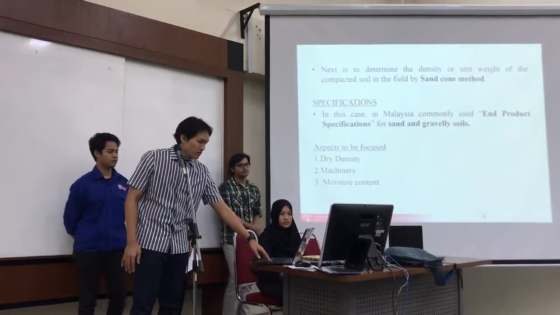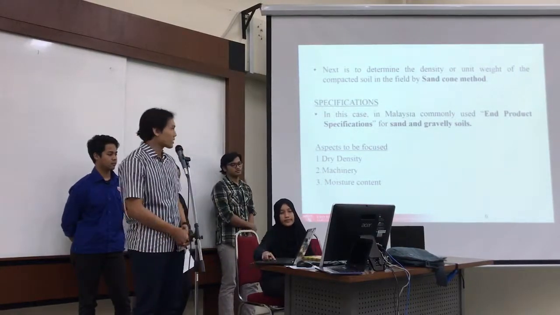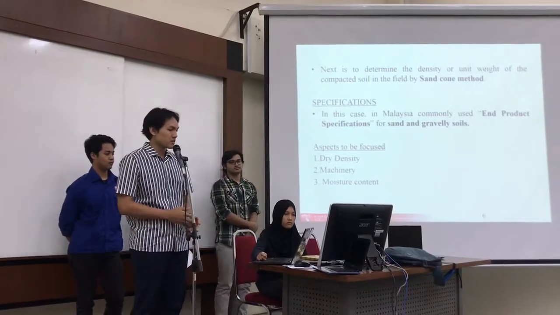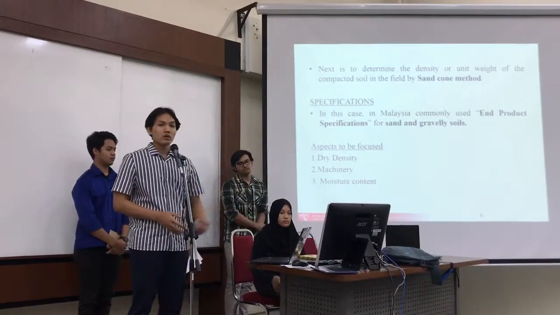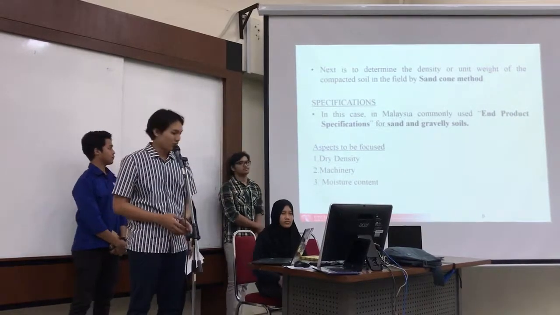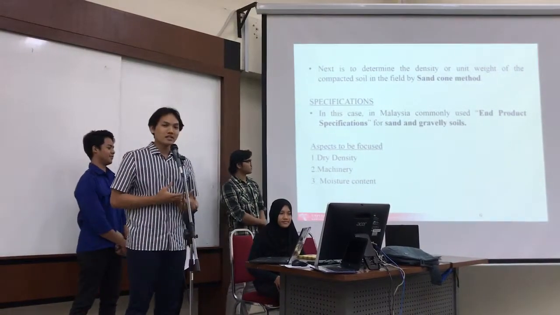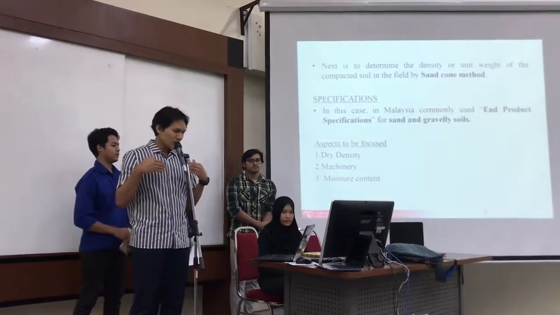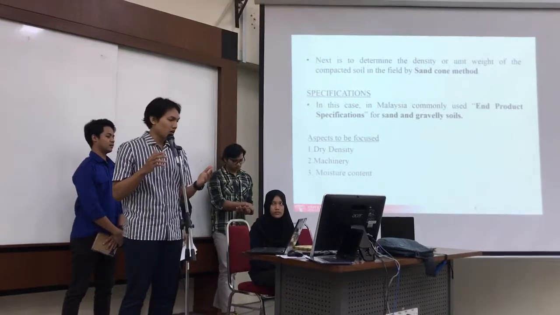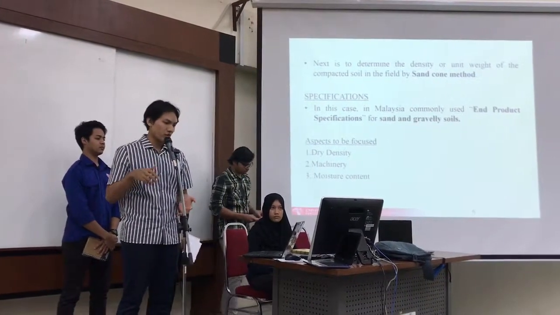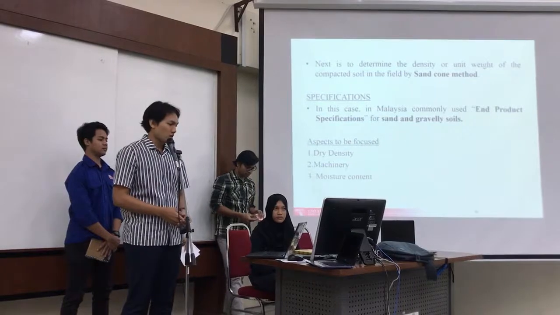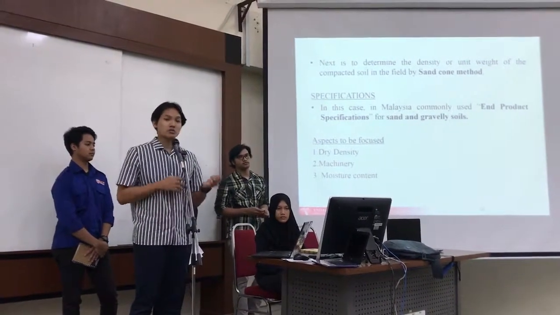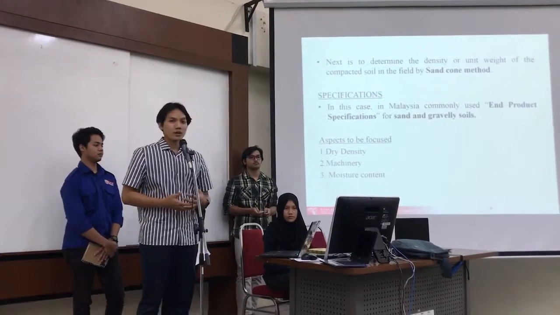Next is machinery. There are many types of machinery that can be used, but in this case we use a smooth wheel roller. Sorry, there's no picture. This machine can form a thin and less permeable layer with a smooth sloping surface to encourage surface runoff of rainfall, and it can also reduce erosion and protect the lower compacted fill.